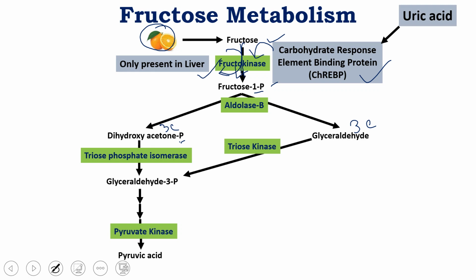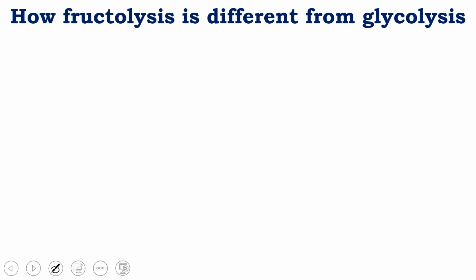So this is the normal metabolic process of fructose in our body. Now, how does fructolysis, that is fructose degradation, work? Whatever dietary fructose we eat, the metabolic process it goes through is called fructolysis, meaning lysis of dietary fructose. So how is fructolysis different from glycolysis?